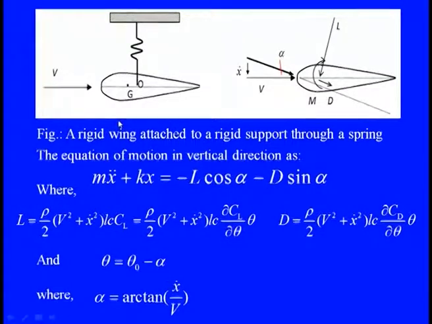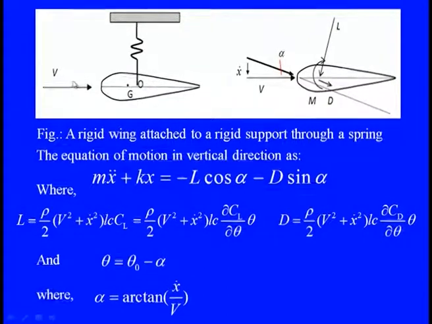In another feature, we have a clear velocity V. When it is attached to this, the rigid wing is attached to a rigid support, and the springs are there just to support the vertical motion. So we can write the equation for this. We have a straight spring which is hung on the wall, and it controls that entire thing.